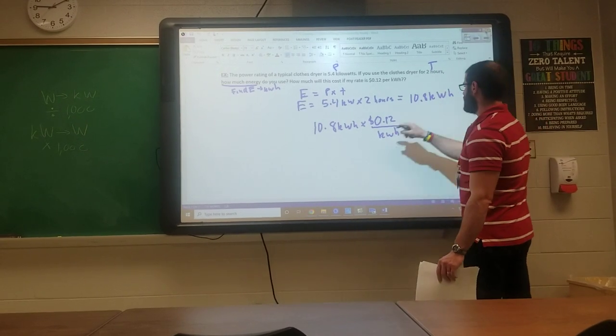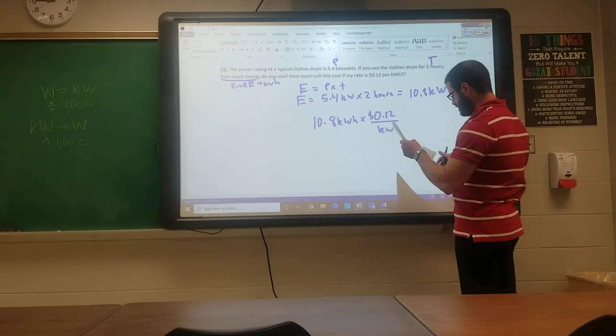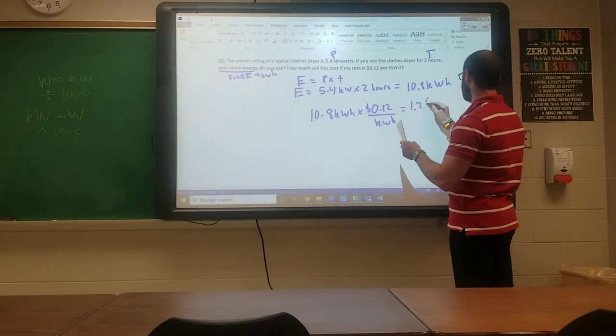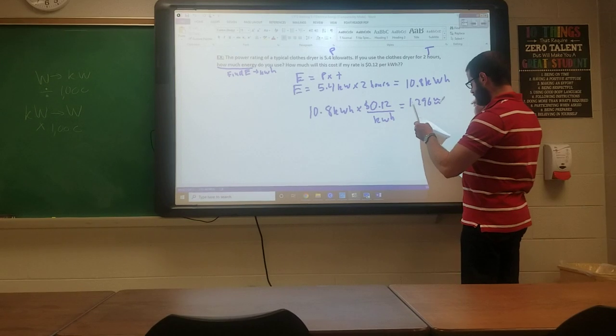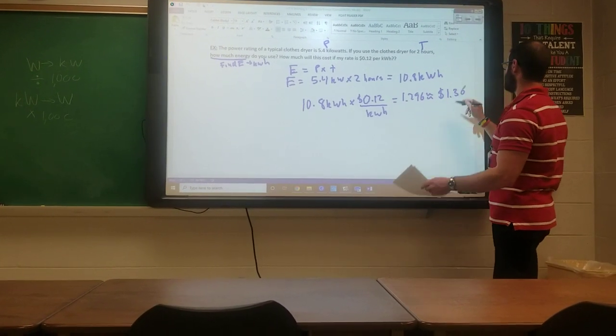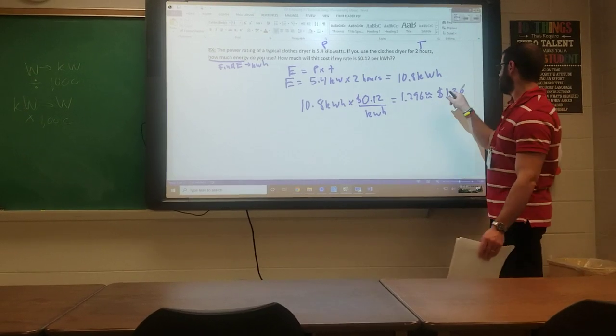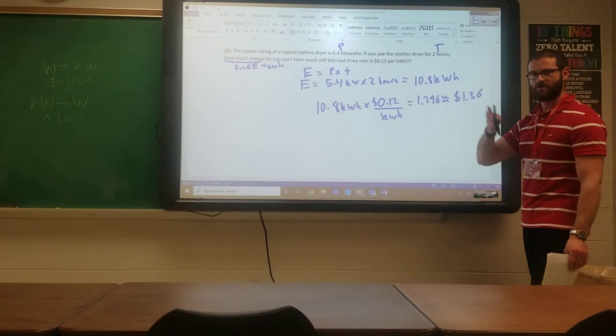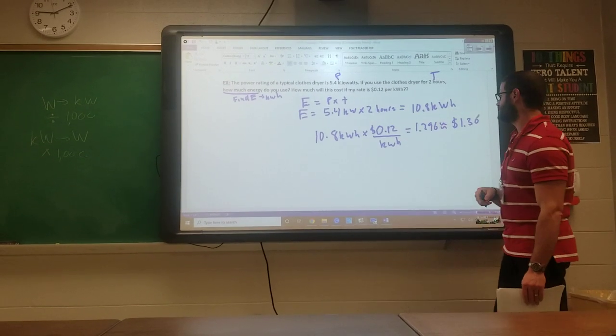And when I multiply 10.8 times 0.12, I would end up with 1.296, which rounds to, we'll call it $1.30. So when we're figuring cost, we want to have 2 decimal places to the right of the decimal, because that's how we write dollars and cents.